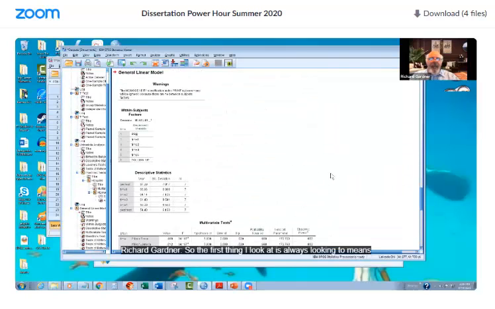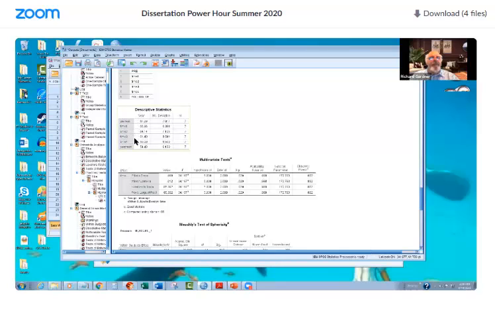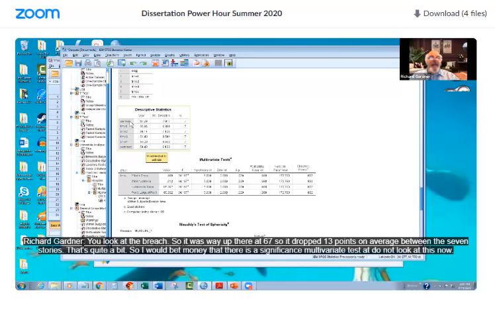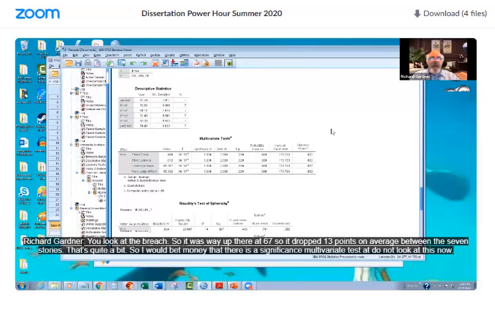So the first thing I look at is I always look at the means. Oh my, yes, there is. I predict that there's going to be a significant difference. Because if you look at the post-test, the average is 54. You look at the pre-test, it was way up there at 67. So it dropped 13 points on average between the 7 stores. That's quite a bit, so I would bet money that there is a significance.